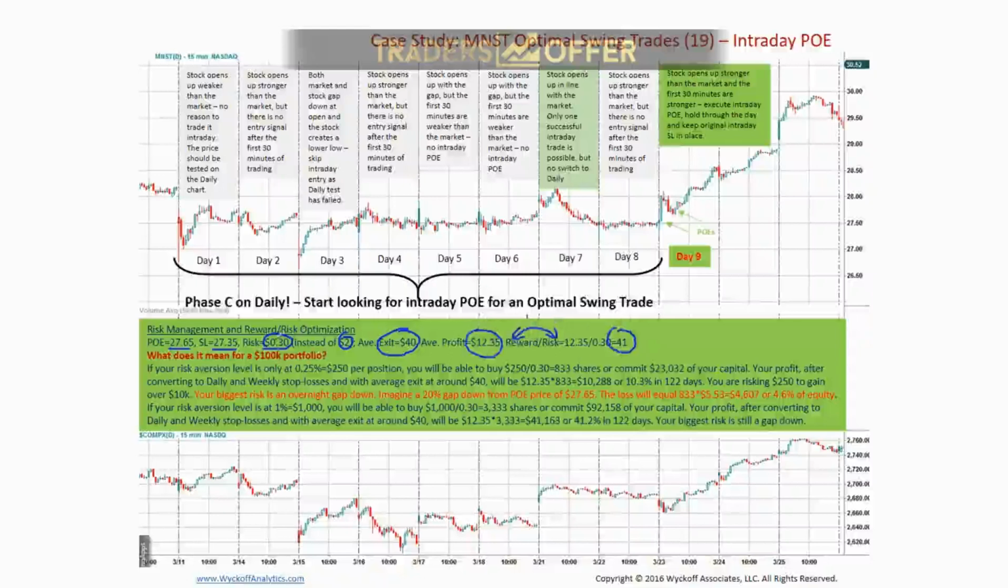So on a single unit of risk, which is 30 cents, we are making quite a considerable number of units of profit. We are making 41 units of profit on a 30 cent stop loss. So I'm giving you this technique just because I use it myself, and I think there is value here. But I also want to warn you, this is a very dangerous technique.